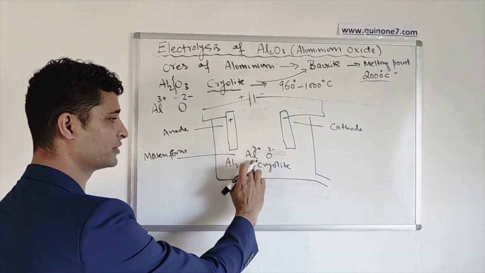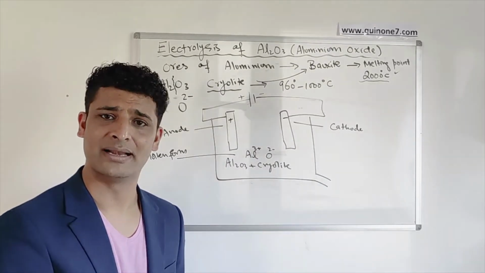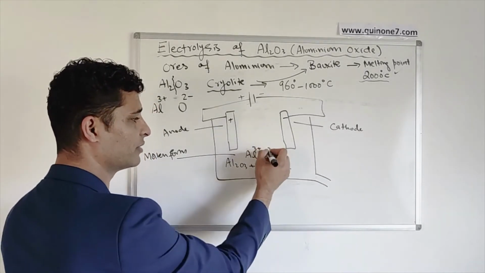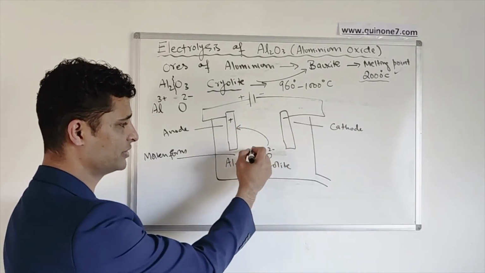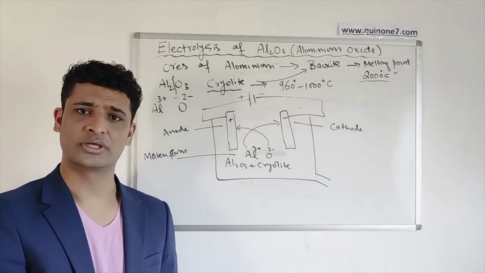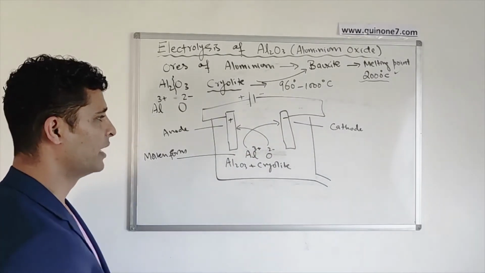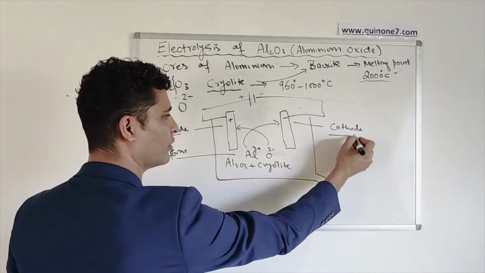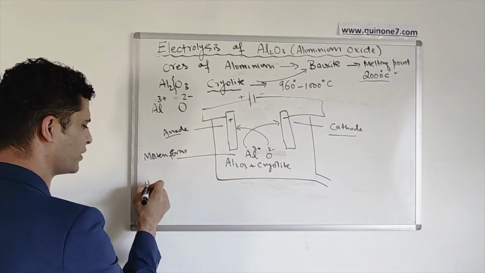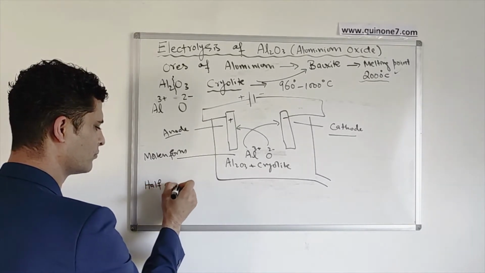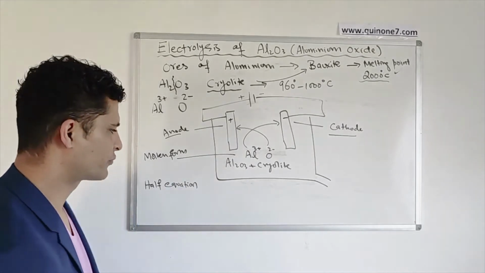The moment the aluminium and oxygen ions start moving after melting them, obviously the O2- ion will go to the anode because they are opposite charges. Aluminium, which is a 3+ ion, will go to the negative electrode. After that, you can see the half equation. Half equation means what will happen to each ion on each electrode.